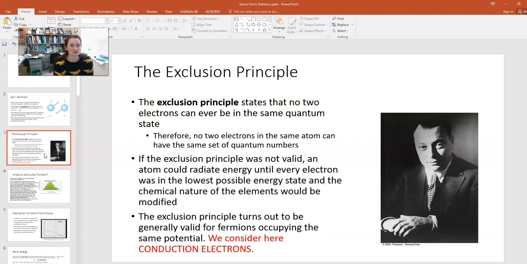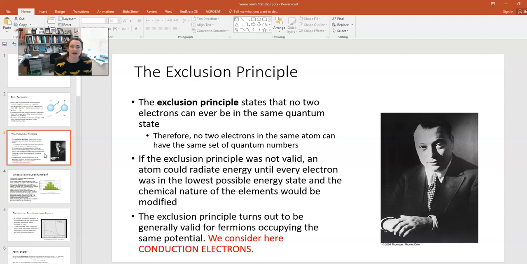So let's remind ourselves what the exclusion principle is. The exclusion principle states that no two fermions that are in the same potential can have the same set of quantum numbers. What this means, for example, for electrons in an atom, is that no two electrons in the same atom can have the exact same set of quantum numbers. If this weren't valid, all the electrons, to be in their lowest energy state, would radiate away until they were in the lowest ground state. But that's not what happens, and so that dictates the structure of our periodic table, for example, amongst other things.